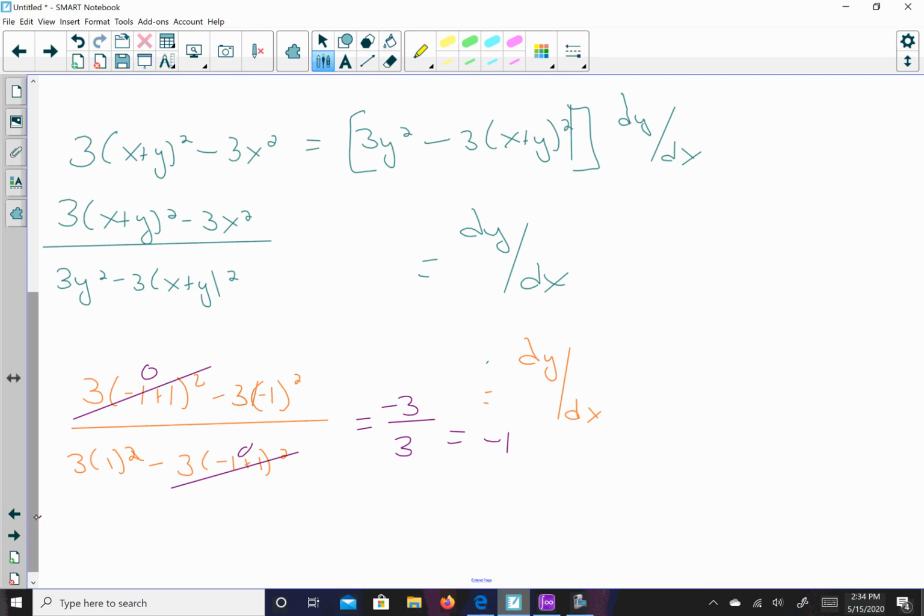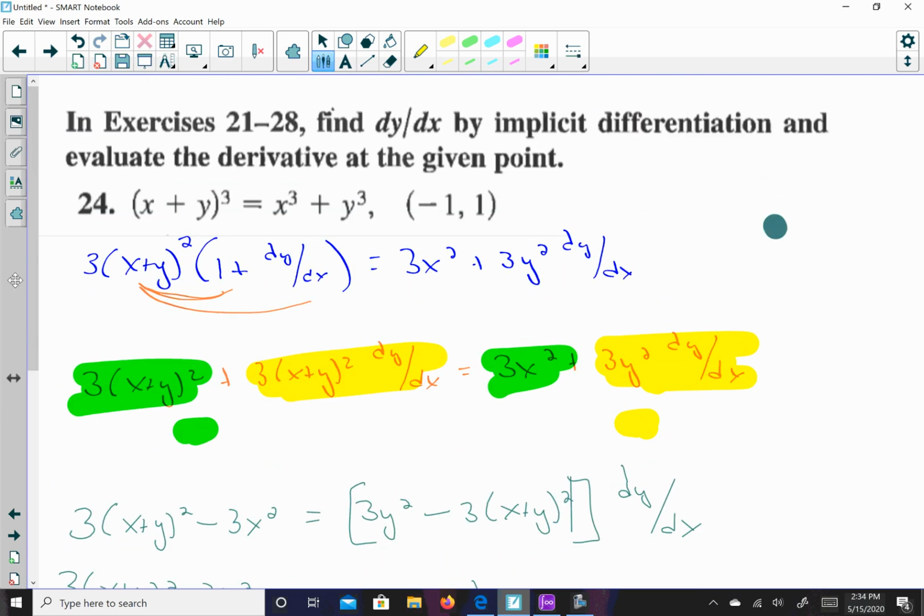What your book did, remember I told you your book did something different. And to be honest, I would have never thought to do this. They just raised this to the third power. Remember Pascal's triangle? Oh, yes, Mrs. Ward. Yeah, so if I do Pascal's triangle, this would have been x to the third plus 3x squared y plus 3xy squared plus y to the third. And then they took the derivative term by term. I don't know if that's easier or harder. I didn't think to do it that way, but I think it's really important that you understood how to take the derivative of this moving forward. So either way is fine.